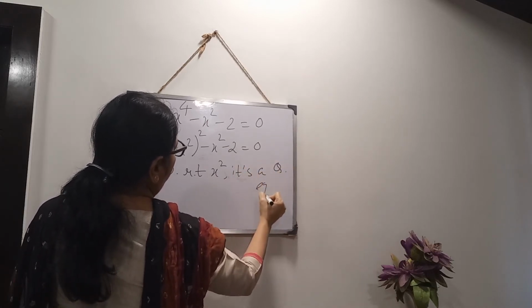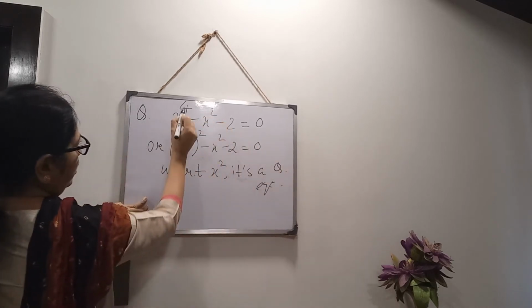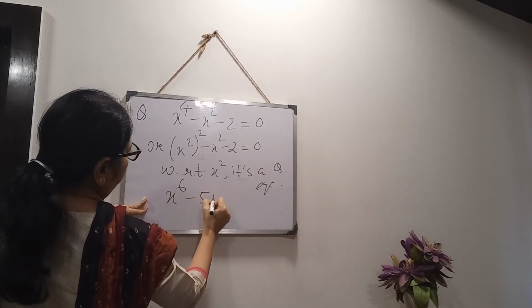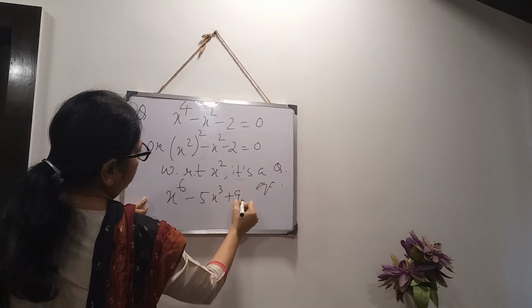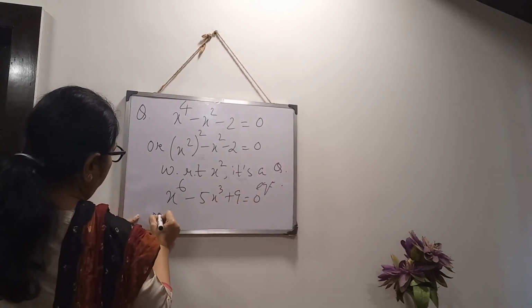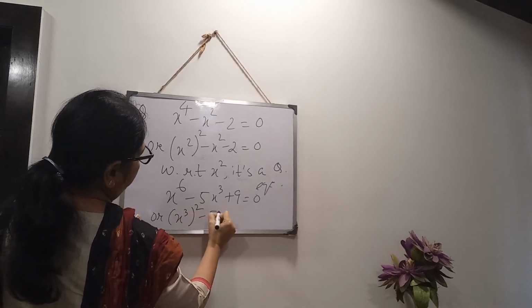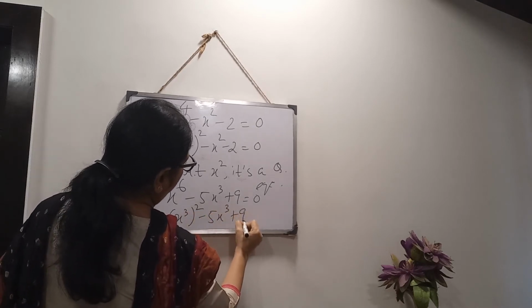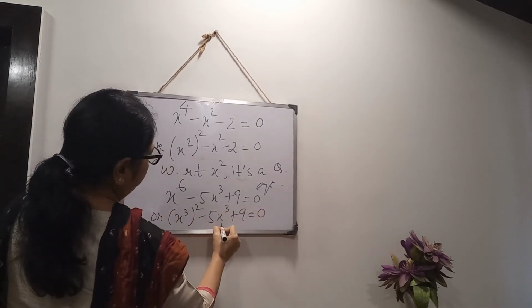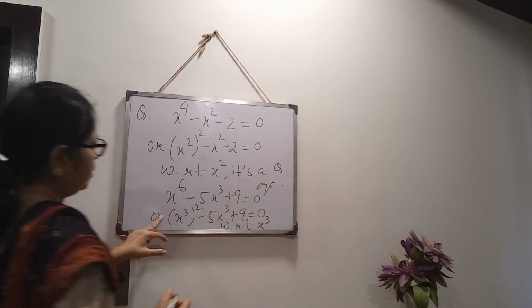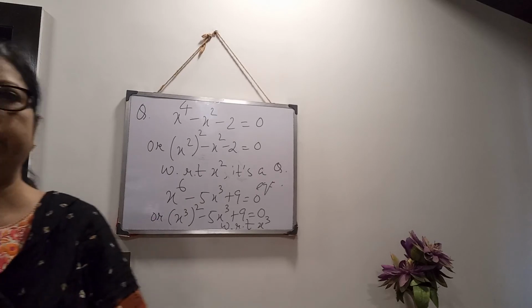Clear? Suppose instead of x to the power 4 there is x to the power 6 minus 5x cube plus 9 equals to 0. Then here you will write x cube whole square minus 5x cube plus 9 equals to 0. So with respect to x cube, it is a quadratic equation.